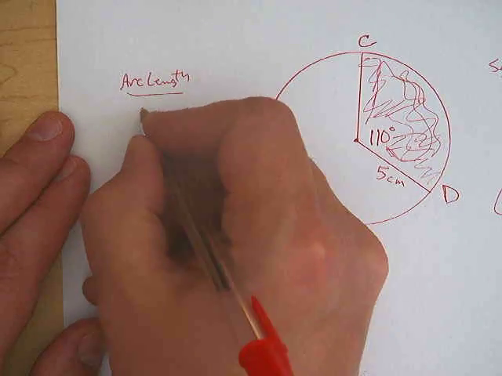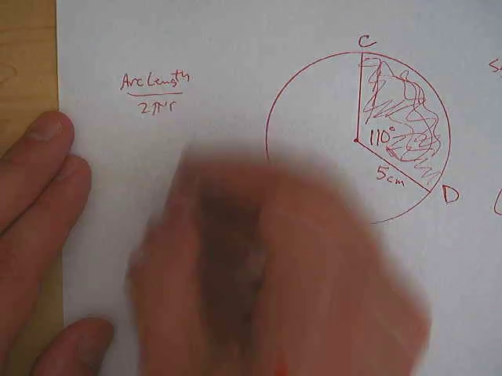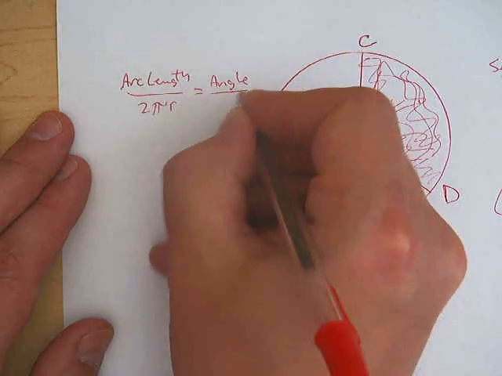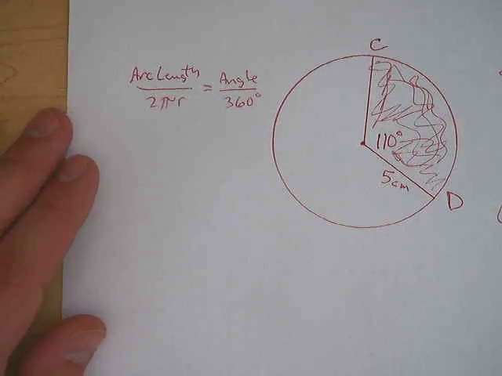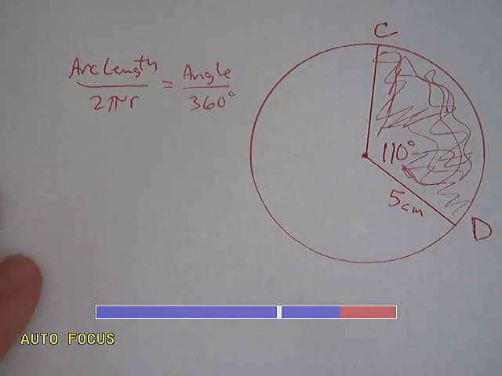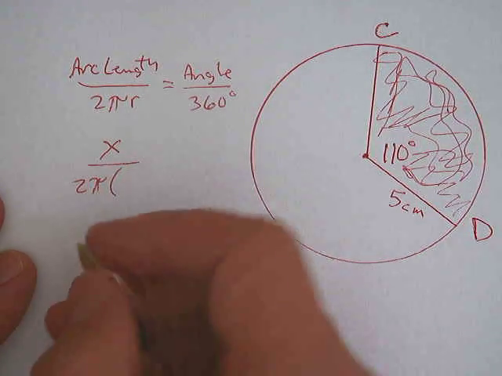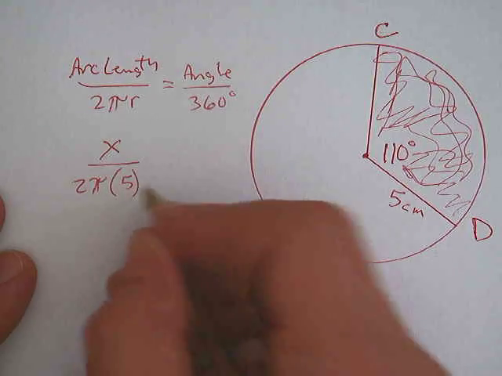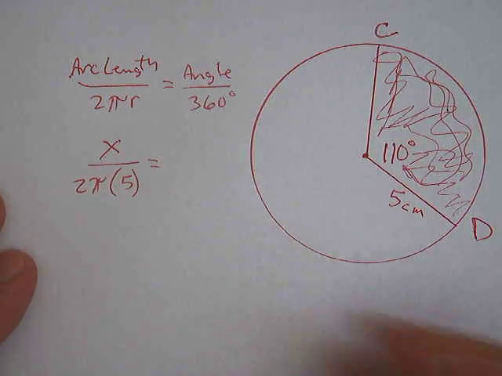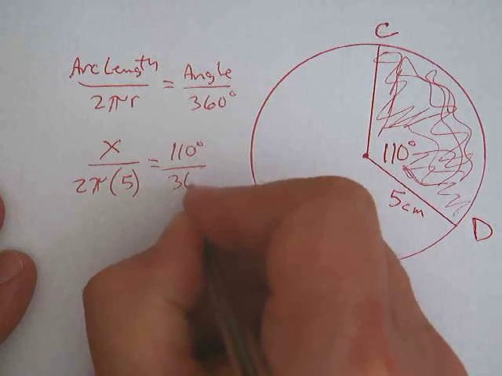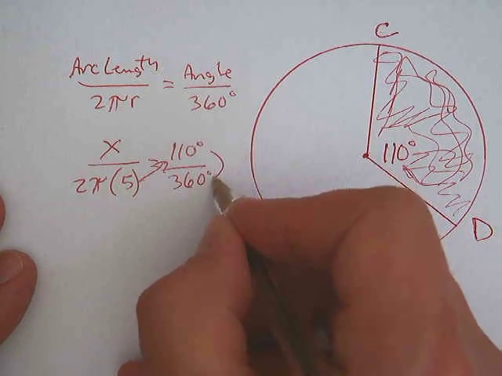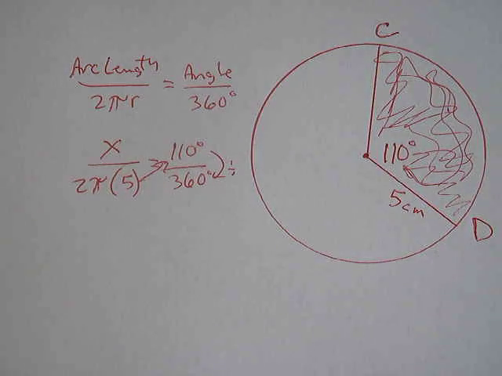All right, now let's go over the other side. Let's say I want to find the length of this crust, the crust of the pie. So that's going to be an arc length over 2 pi r, which is the circumference formula, equals the angle over 360. So again, similar formulas, solved a little differently. I don't know my arc length. I'm going to leave that x over 2 times pi times the radius, which is 5, equals the angle, which is 110 over 360. I'm going to cross multiply and divide.